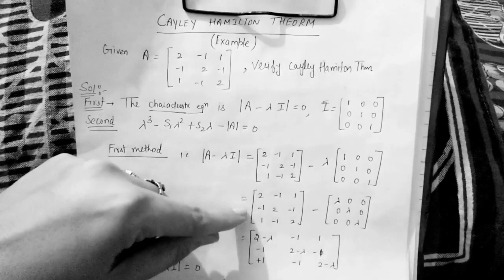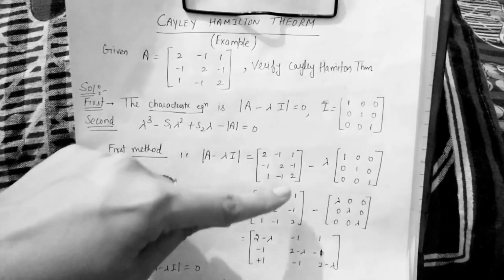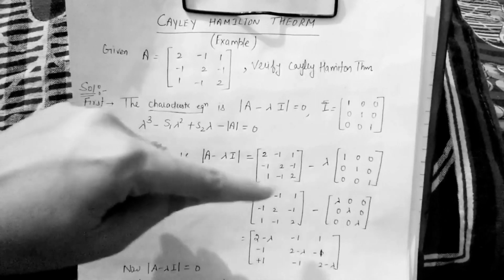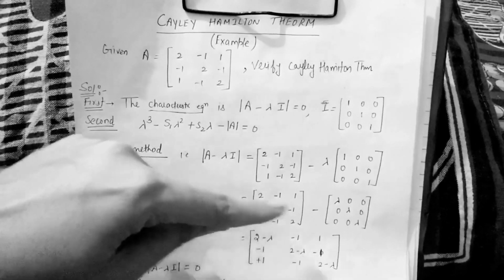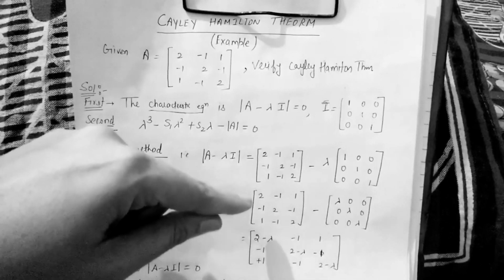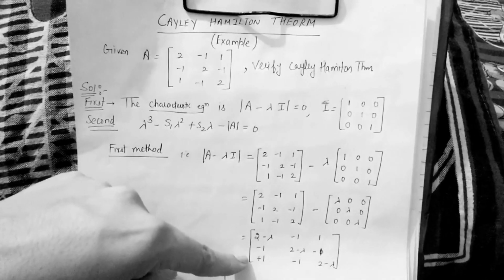As you know, in matrix subtraction we subtract the corresponding elements. First element minus first element, second element minus second, third minus third, second row first element minus first. Again in this way we find the subtraction of these both matrices, right? So this is the value of A minus lambda I. So we have to find the determinant of this matrix. We find the matrix. Now I'm going to find the determinant of this matrix.